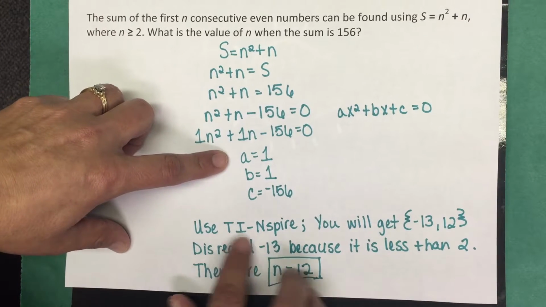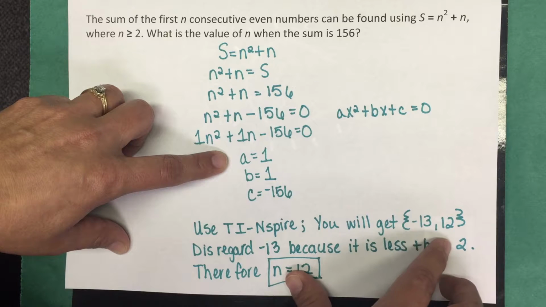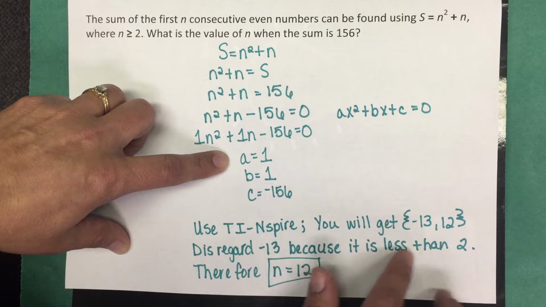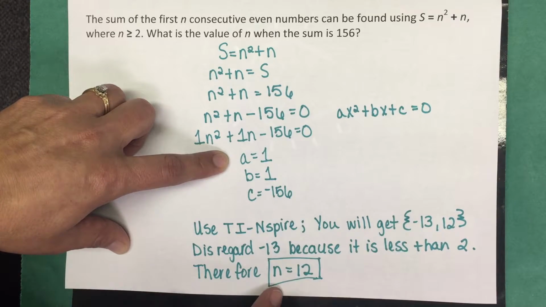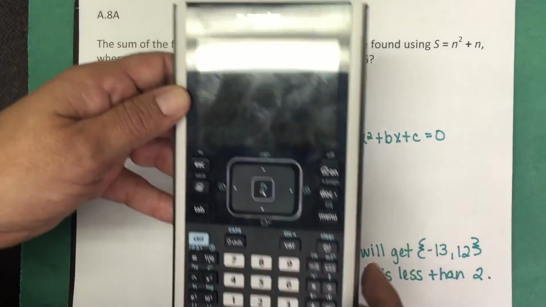From this point, we can use the TI-Nspire, and you'll get the solution set negative 13, 12. We're going to disregard the negative 13 because it is less than 2, so the answer will be 12. But let me show you how to solve that using the TI-Nspire.